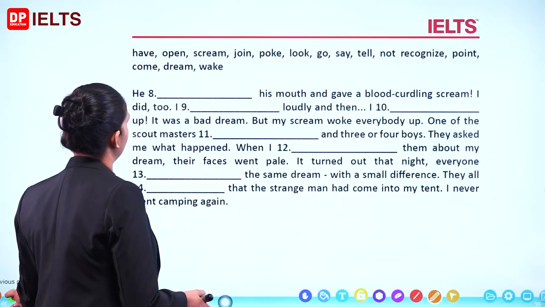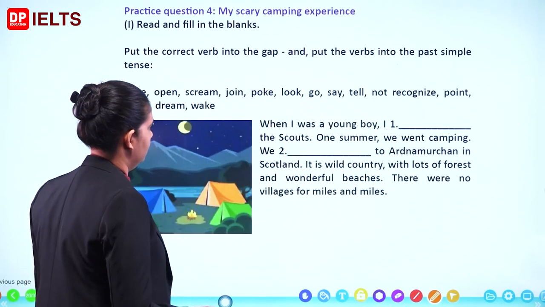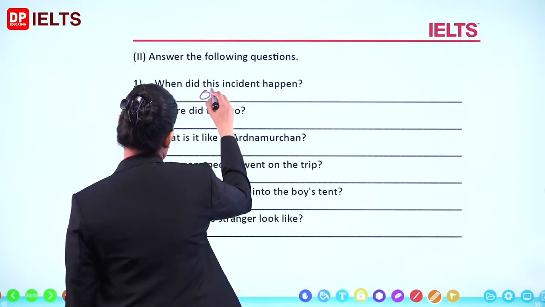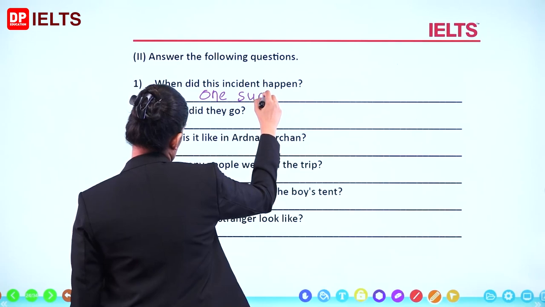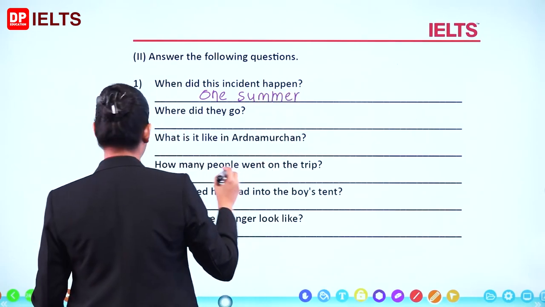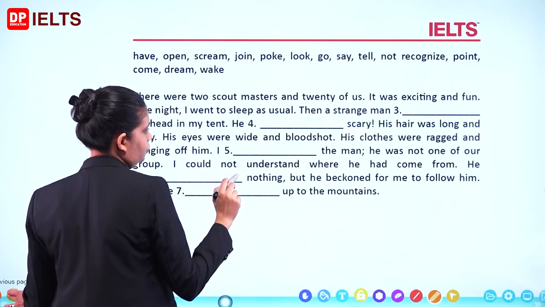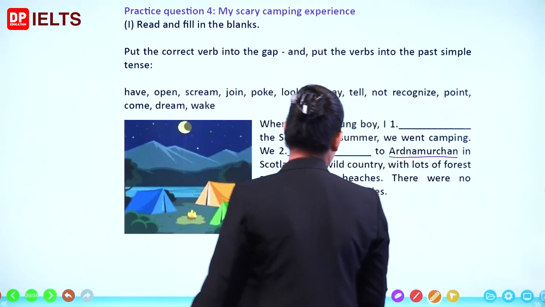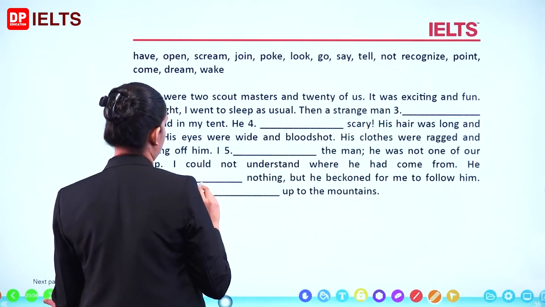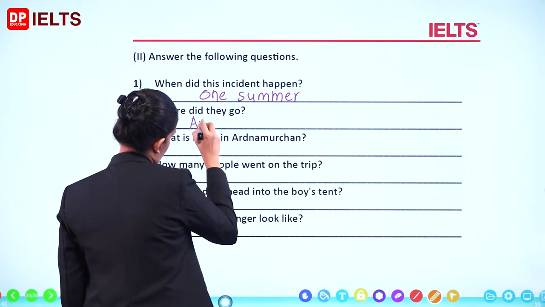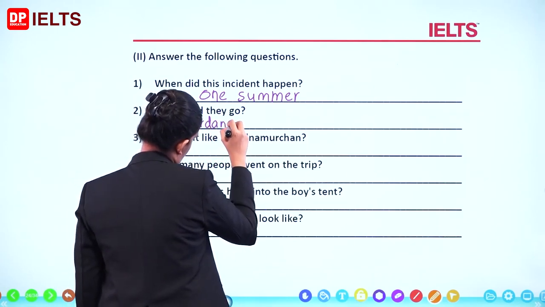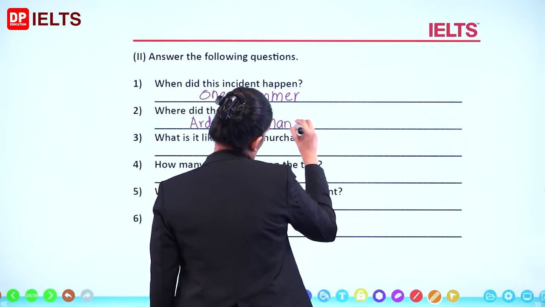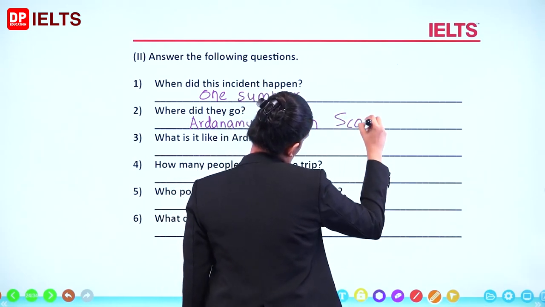One summer. Okay, so where did they go? They went to a specific place, Ardhanamurchan, in Scotland, okay?